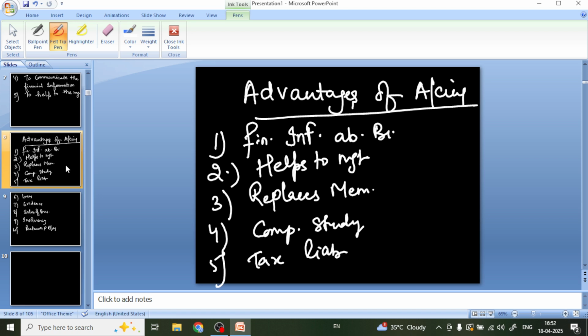Facilitates comparative study means a systematic record enables the comparison of one year's result with those of other years, and you can identify factors which are leading to change, if any. It also facilitates settlement of tax liabilities, means it helps in settlement of income tax and goods and services tax liabilities, because it is a good evidence of the correct recording of transactions.